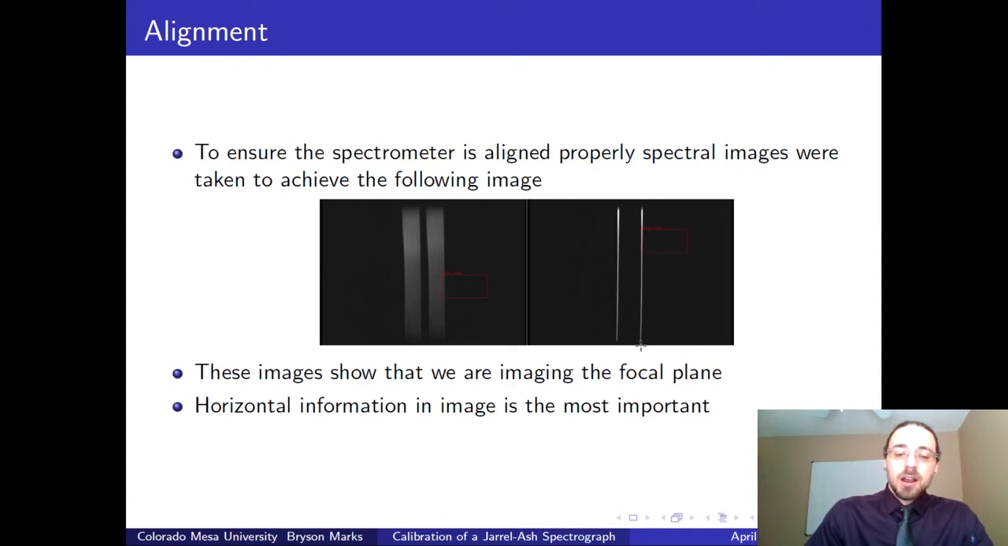If you notice here at the bottom, the intensity of these pixel values is less than that of the top. This is, from what I understand, due to the coma aberration or the geometry of the spherical mirror. These crisp spectral lines let us know that, yes, we are in fact imaging the focal plane that contains the circle of least confusion. Also, something important about these spectral lines is that we are truly interested in the horizontal information and not the vertical information.